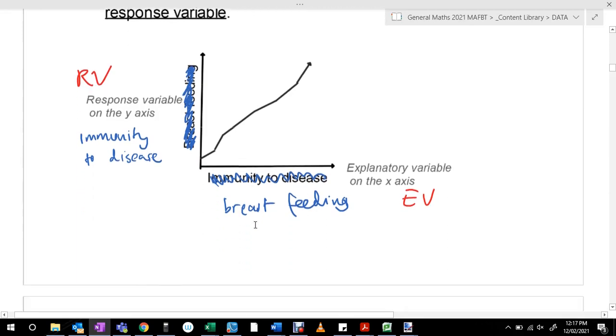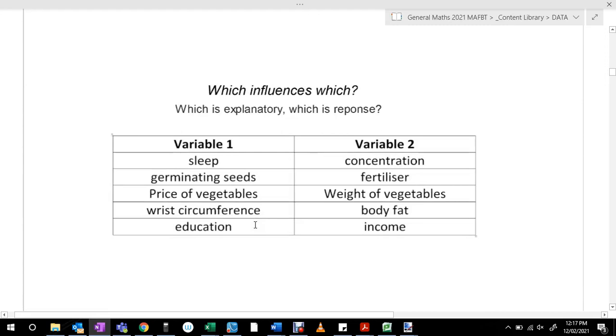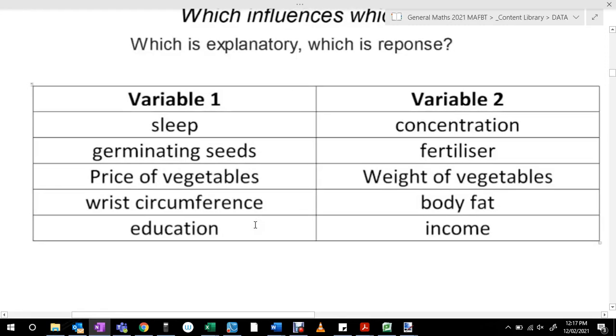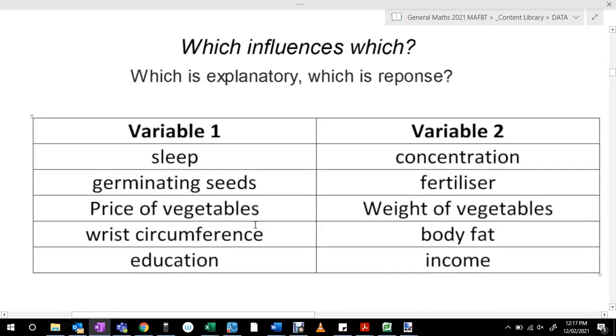Okay, let's keep going. So let's have a look at these variables. Which is the EV and which is the RV? They've mixed them up. We've got to think about which one affects the other. So sleep or concentration, which one determines the other? Concentration. So you're saying concentration is the EV or is it the RV? I reckon it's RV. Okay, so that's correct. Concentration is the RV. Sleep is the EV.